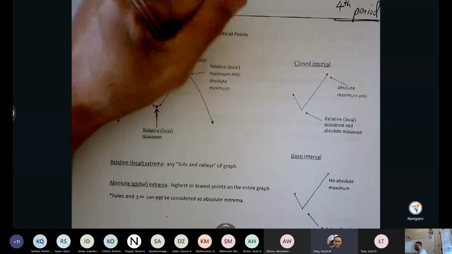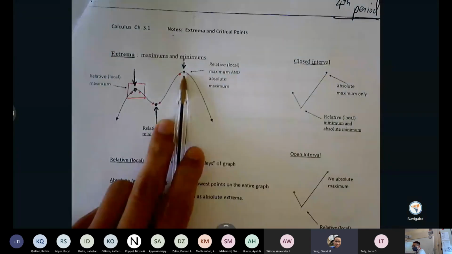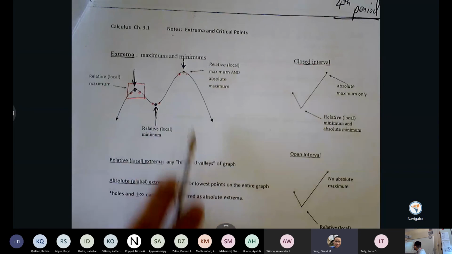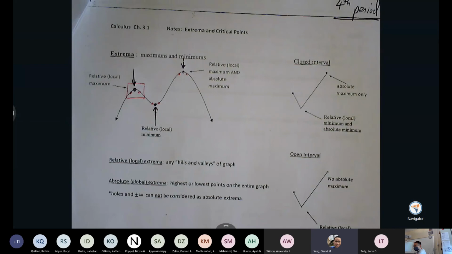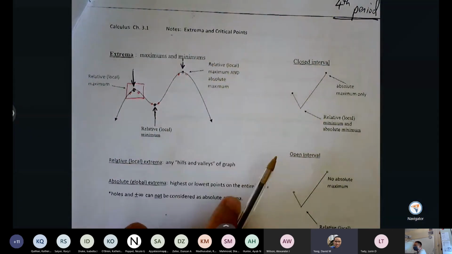But if we zoom out a bit, and look at the entirety of the graph, it is the highest point over the entire graph. So because of that, we can also call that an absolute maximum because there's no other point higher than that one, right? Not on this graph. So sometimes a point can fall into two separate categories.